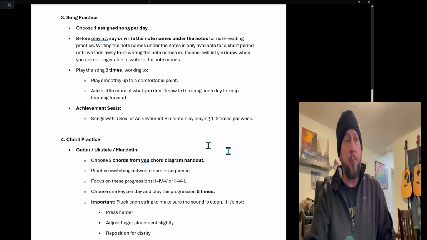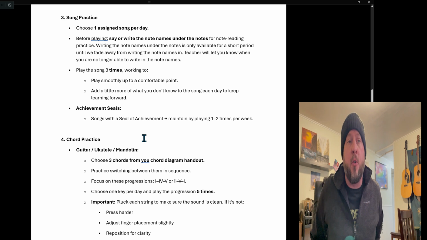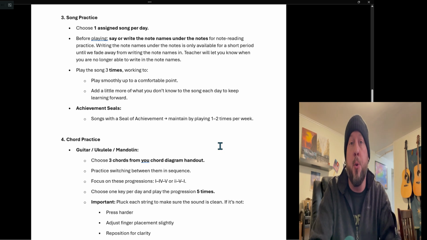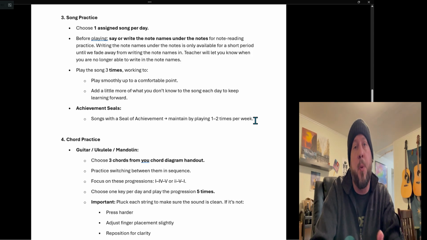All right. And for your songs, anything that has a syllable achievement sticker on it, maintain it by just playing it 1 to 2 times per week. You never know when you'll be asked to play these songs, and it's good just to have them to where you still remember how to play them and you play them well.